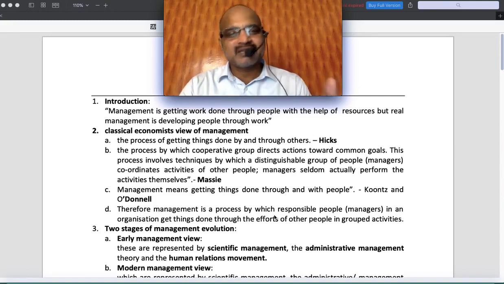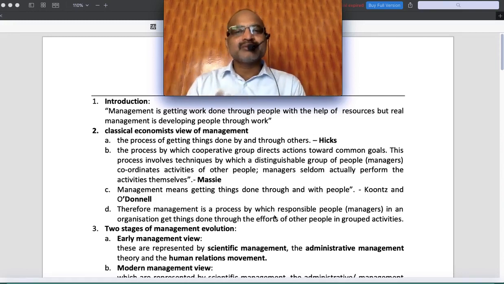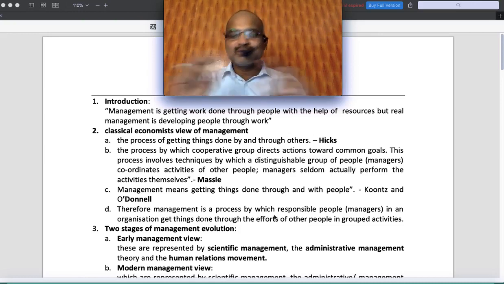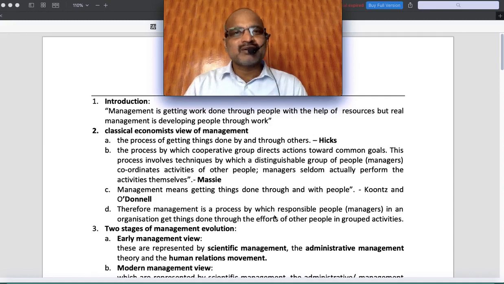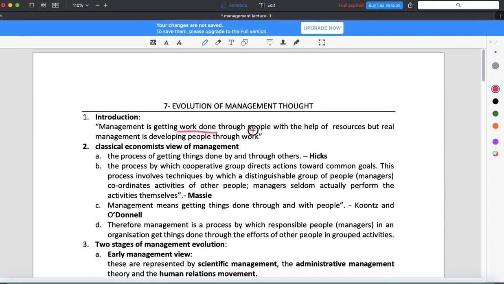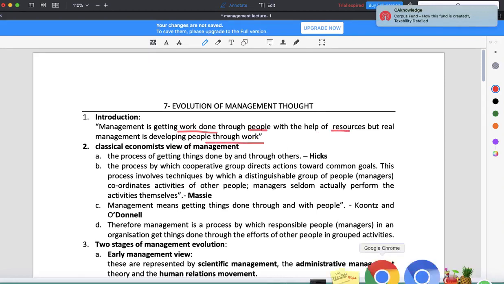So in any organization, there are so many activities. To do all these, you need to get these things done, and if you want to get these things done, you need resources. So what is management? I want to tell you in simple language: management is all about getting things done with the help of existing resources such as men, material, money, machines. Understood? So here you see, management is getting work done through people, that is men, with the help of resources. But in reality, management could be developing people through work. That point we will see later.